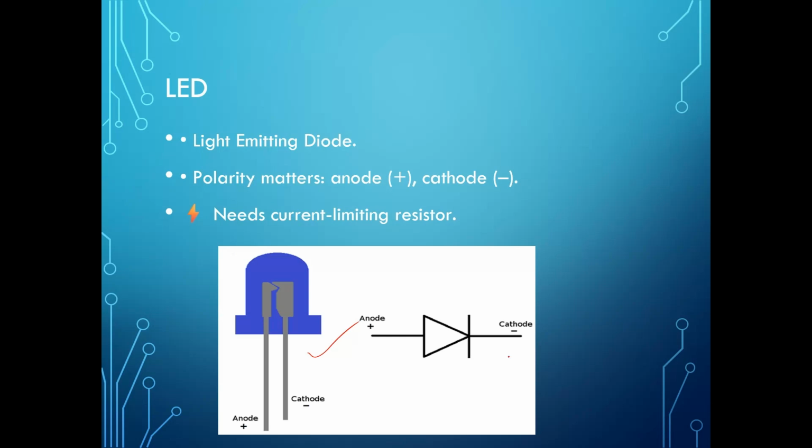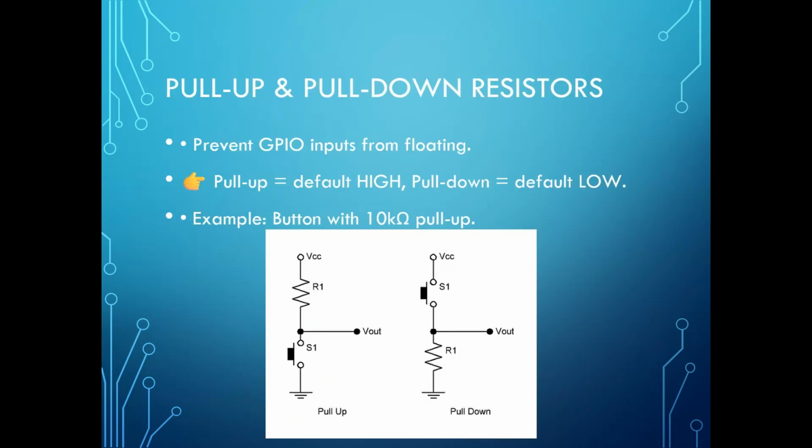So here, which leg is positive? This long one is the positive one, and the small one is the negative one. The positive one is the anode, and the negative one is the cathode. This is how you can identify the legs while adding the LED into the breadboard or your circuit.